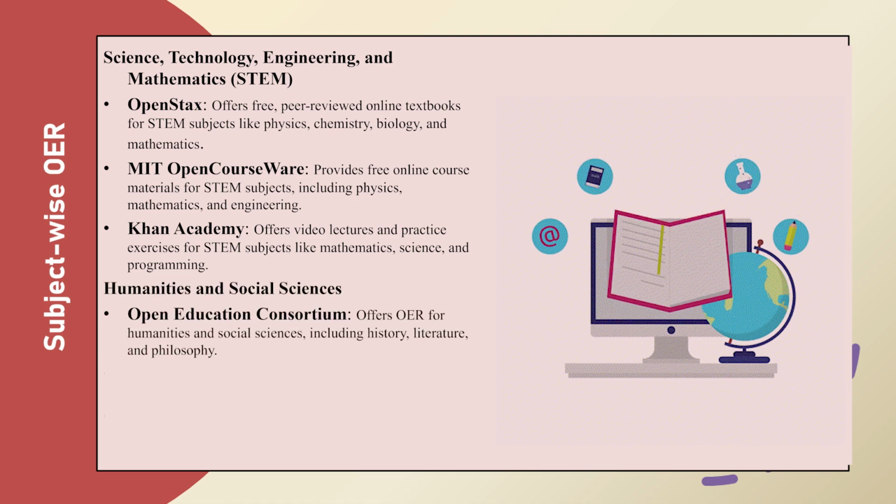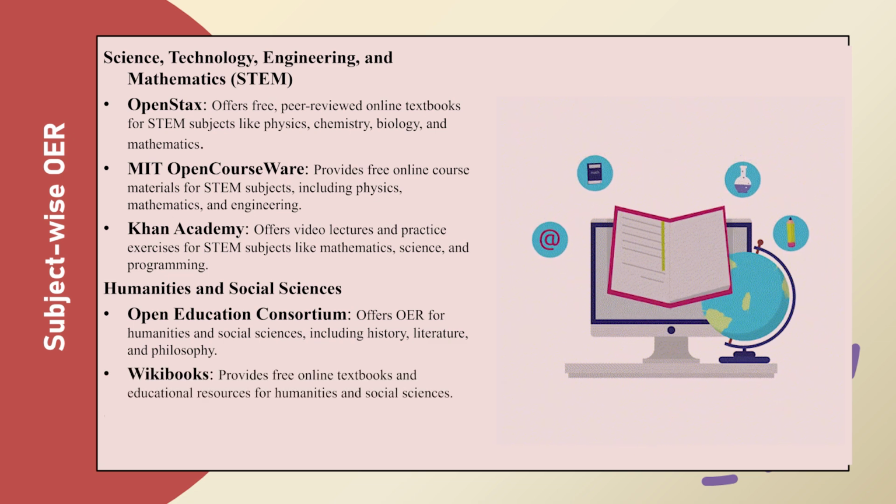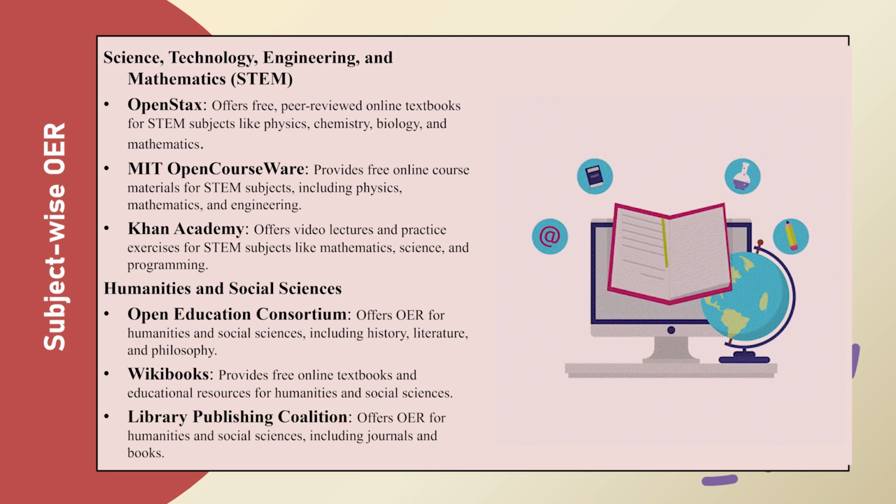And then humanities and social sciences: Open Education Consortium offers resources in humanities and social sciences. Wikibooks provides free access to books. Library Publishing Collaboration offers OER for humanities and social sciences, including journals and books.